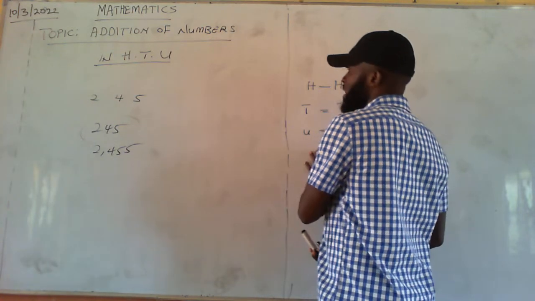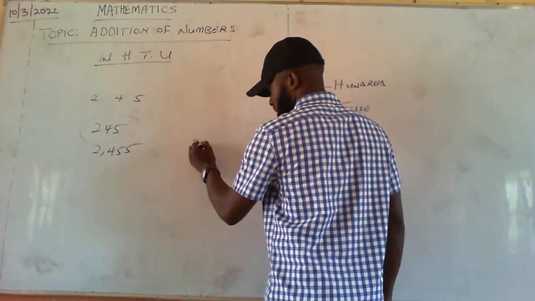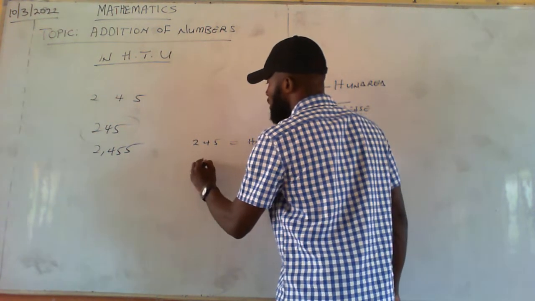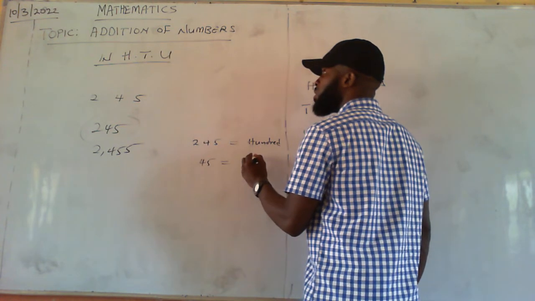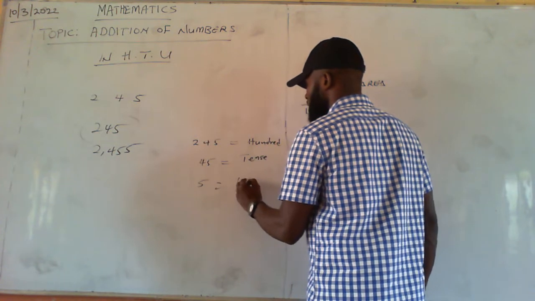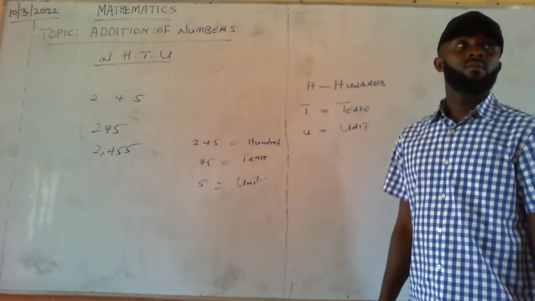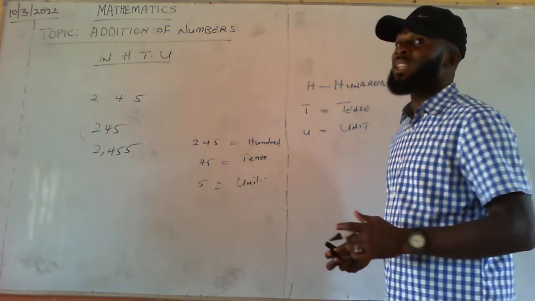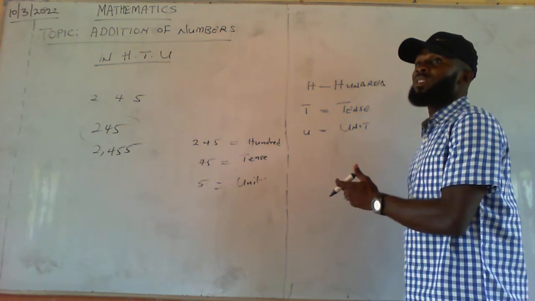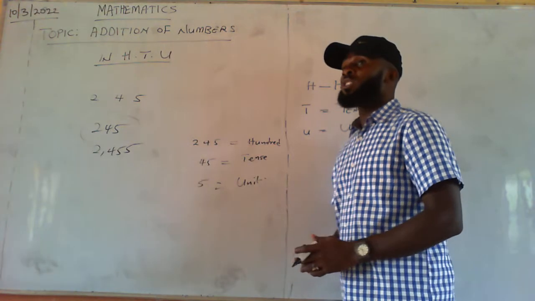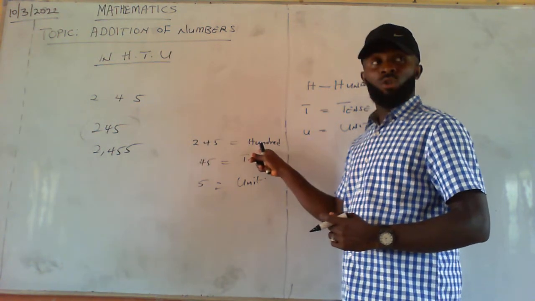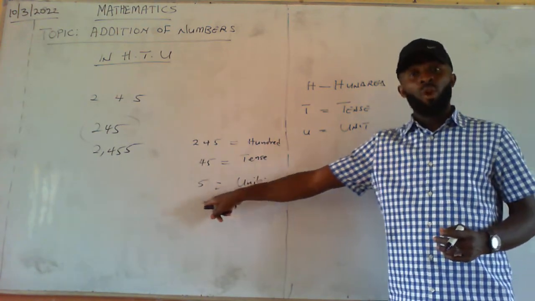Now, I want you to know that when you have 3 numbers, it is 100. When you now have 2 numbers, it is tens. Then if you have just a number, it is a unit. Are we getting it? So it is possible for me to even start from tens and units. If I say tens, how many numbers are you expected to see? 2. If I now say just a unit, 1. 100 is 3 numbers. 2 numbers, 4 and 5, tens. A number is a unit.